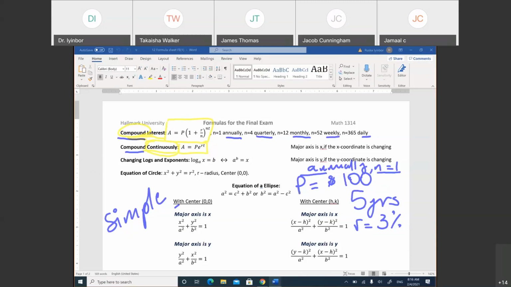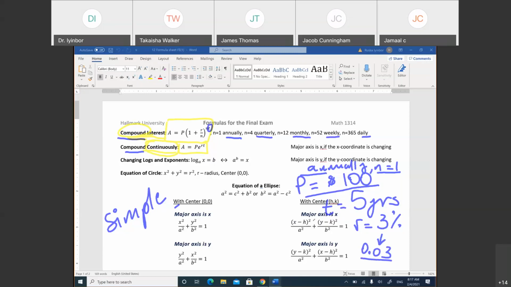The principal is what you start, that's your 100. The years is the time. So t is going to be always in years. And the rate always has to be changed to decimal. Do you know how to change a rate like 3% to decimal? What is 3% to decimal? 0.03, that's right, good job. So 0.03 is going to be R. The time is going to be 5.